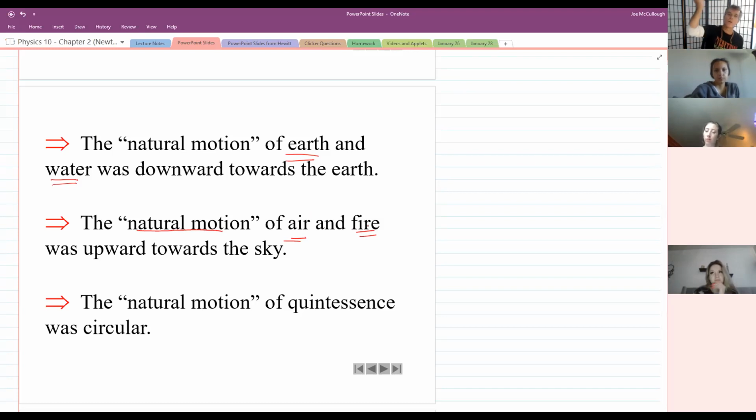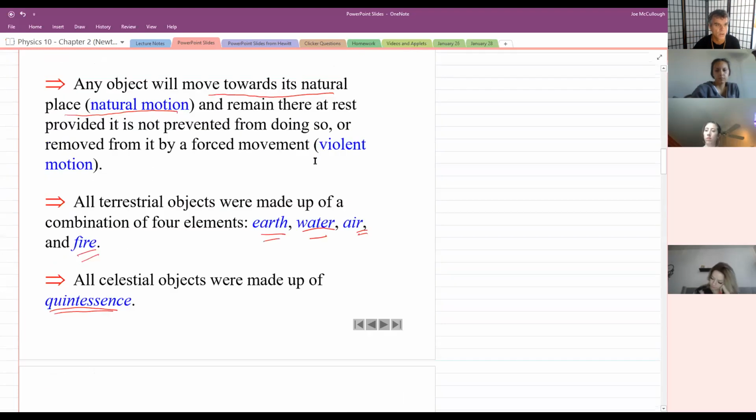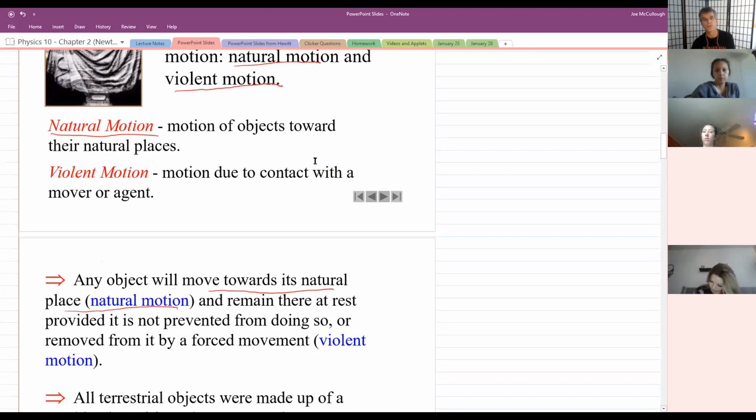But I could cause something to go against its natural motion by exerting a force on it, and he called that violent motion. So going back up here, natural motion was any object moving towards its natural place. Earth and water, the natural place is down. Fire and air, the natural place was up. And violent motion was any motion due to some object exerting a force on it, causing it to go against its natural tendencies.